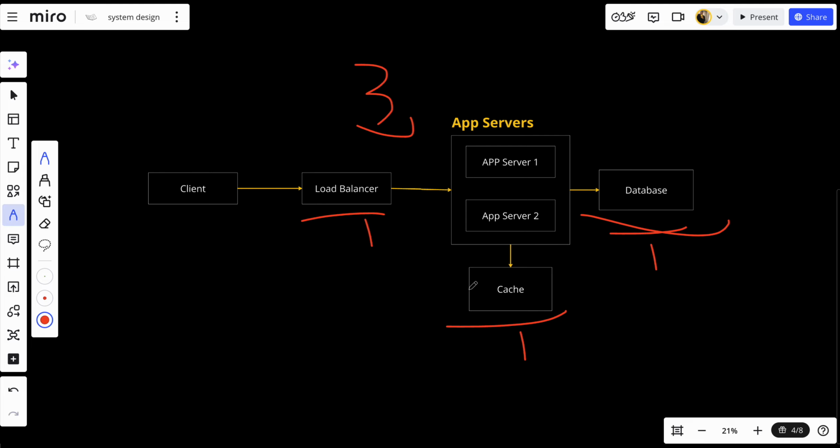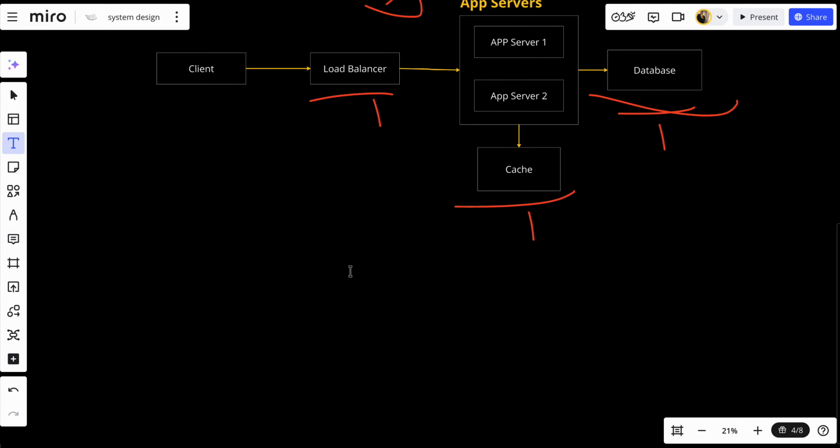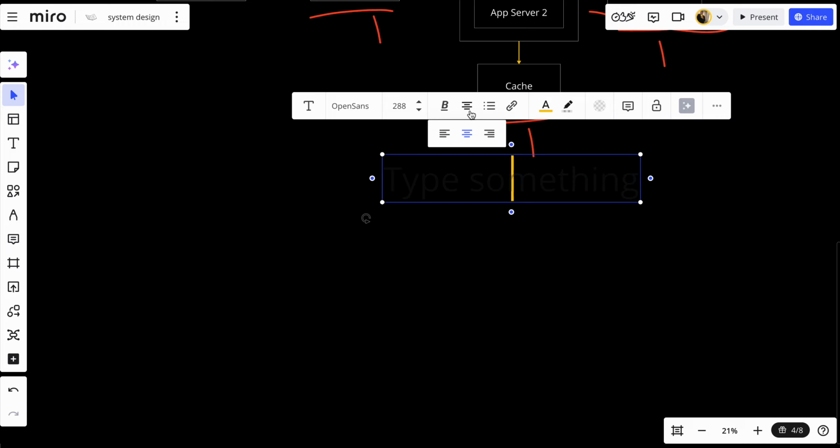So to design a resilient system, the first step is to identify single points of failure. And let's give you four strategies to tackle and to detect a single point of failure.